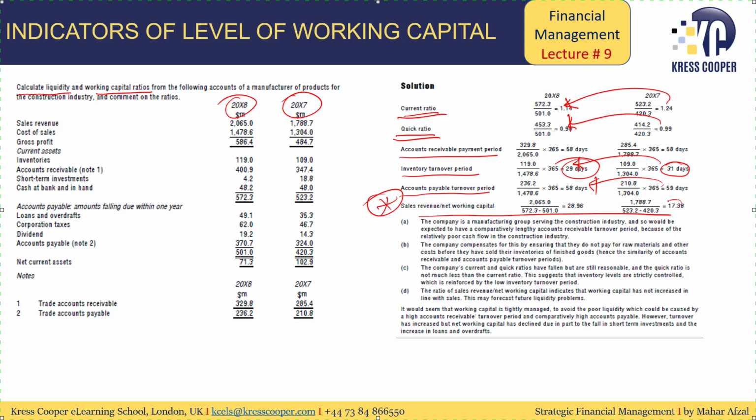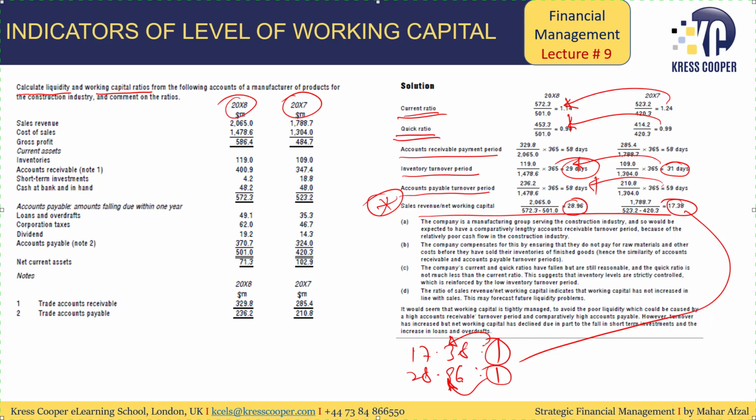Initially, $1 was available against $17.38 of sales. Now the same $1 is available against $28.96 of sales. So we can say initially the ratio was 17.38 versus 1. Now the ratio is 28.96 is equal to 1. So initially $1 was available against 17.38. Now the same dollar is available against 28.96.